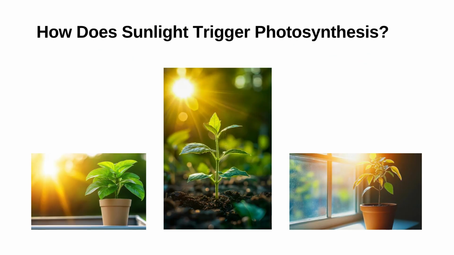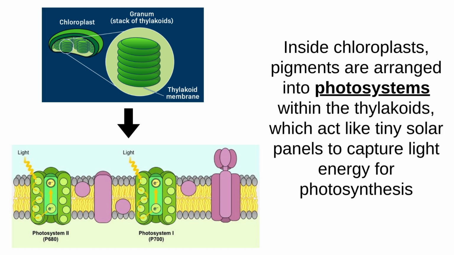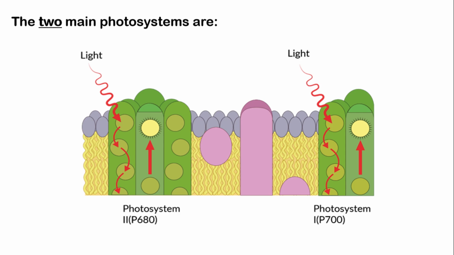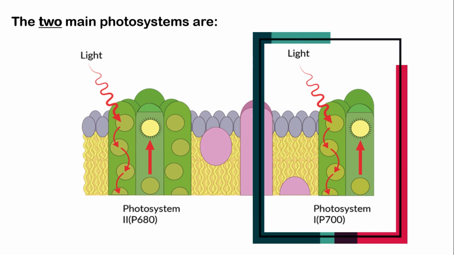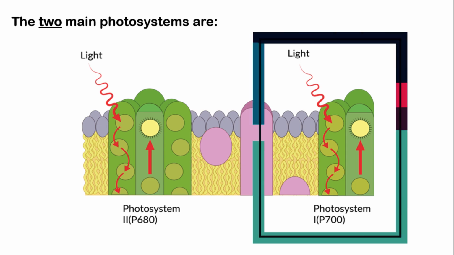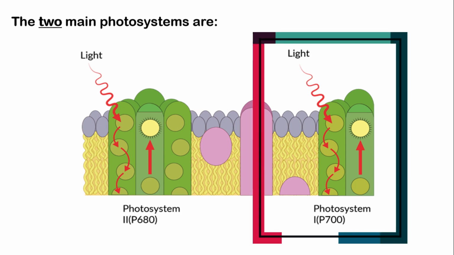How does sunlight trigger photosynthesis? Inside chloroplasts, pigments are arranged into photosystems, which act like tiny solar panels. The two main photosystems are Photosystem 2 or P680, meaning it absorbs light at 680 nanometers, and Photosystem 1 or P700, meaning it absorbs light at 700 nanometers.